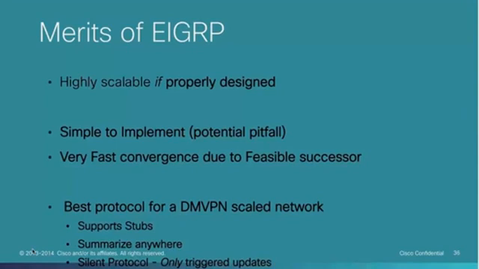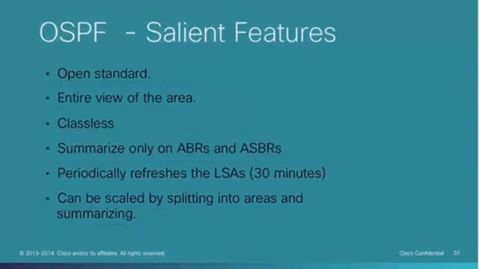Only triggered updates. I mentioned this in the first slide, but we're revisiting it because what that means is there's no periodic time when I start sending out updates in EIGRP. It's only triggered, only at a specific time. It's not that, okay, I haven't sent out any updates for a while, let me just send everything out again. EIGRP doesn't work like that. So it reduces the load on traffic-sensitive networks like the DMVPN cloud, for instance.